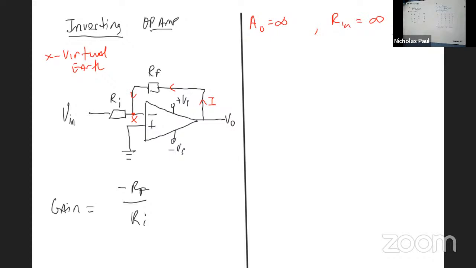Would it pass X and go to the right? No. It will go to the left here. It will follow like that. It will flow like that. That's okay? Current will flow there in that circuit.